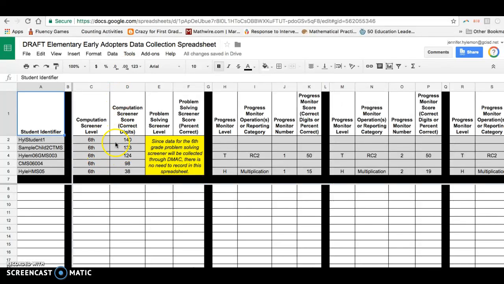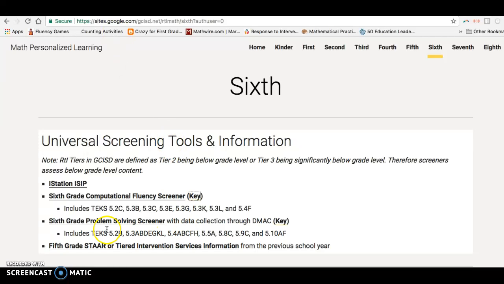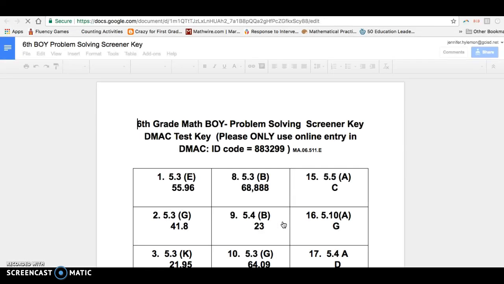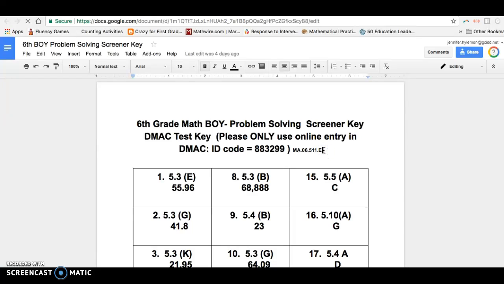So for instance, in this case, you would record the number of correct digits for each of the students from that computational screener. We also have the problem-solving screener. We're going to look at it, but we'll also talk about its data. The problem-solving screener looks very much STAR formatted, and because it is that way, we're going to do its data collection through DMAC. And so the key for the problem-solving screeners mentions the DMAC key for it.